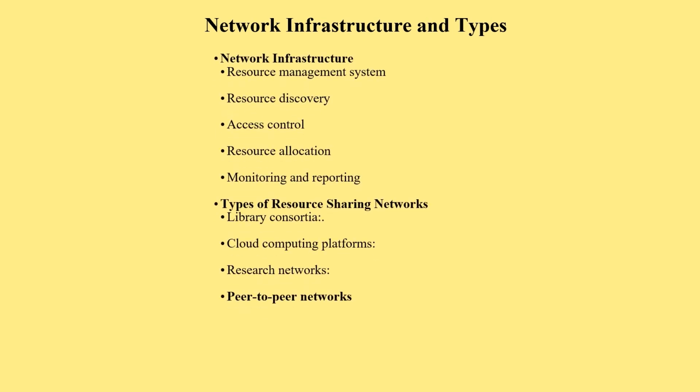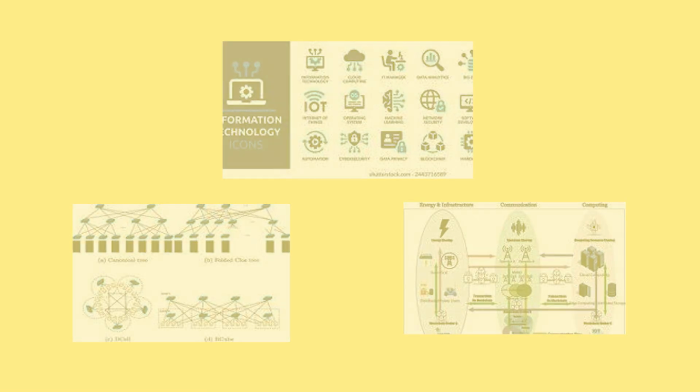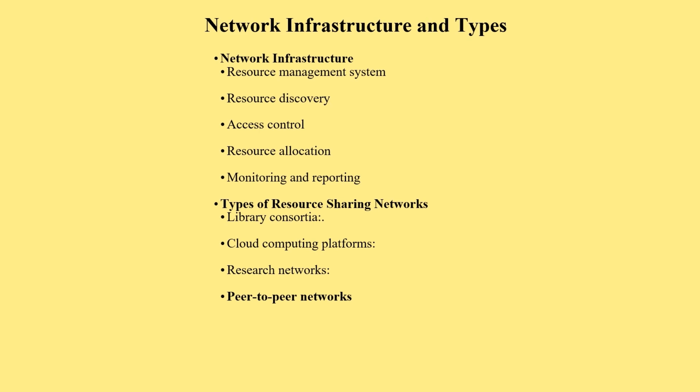Communication is the backbone; we can think of it as the network infrastructure. Resource management systems, resource discovery, all these things have to be there. Then access control: you should manage permissions and authorization of access. Resource allocation: we should distribute resources effectively. There has to be a monitoring system and reporting.